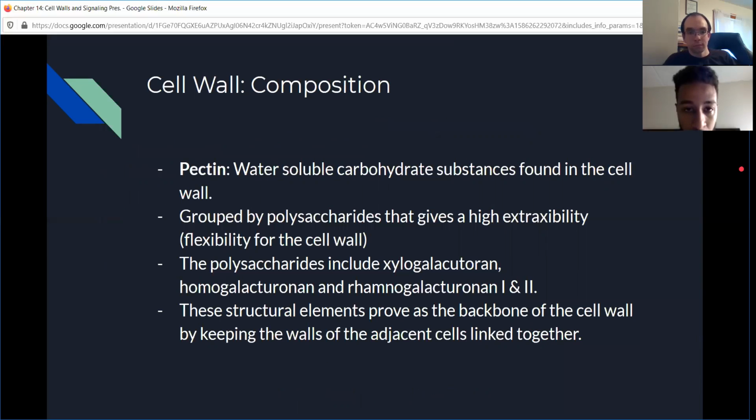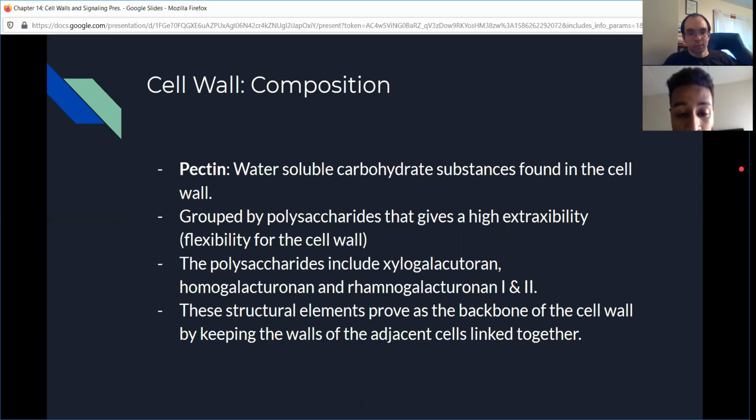Okay, next we have the composition of pectins, and these are water-soluble carbohydrate substances found in the cell wall. They are basically grouped by polysaccharides that give high extractability, and this allows the cell wall to move within shape when deemed necessary.